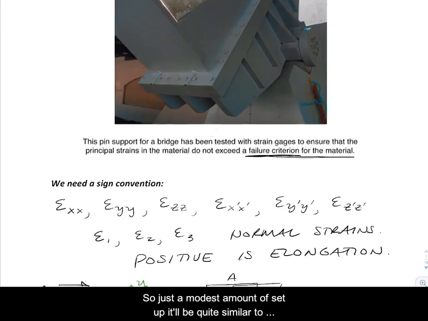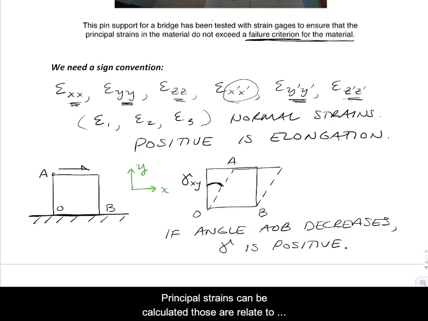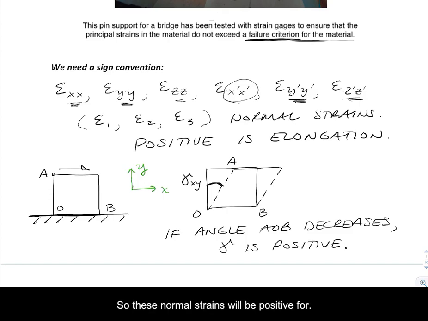So just a modest amount of setup. It'll be quite similar to what we've done before. We've got normal strains with subscripts that deal with XX, YY. Prime is going to be in the transformed or rotated direction: XX prime, YY prime, ZZ prime. Also the principal strains can be calculated. Those will relate to the principal stresses. These normal strains will be positive for elongation, very similar to positive for tensile stress.